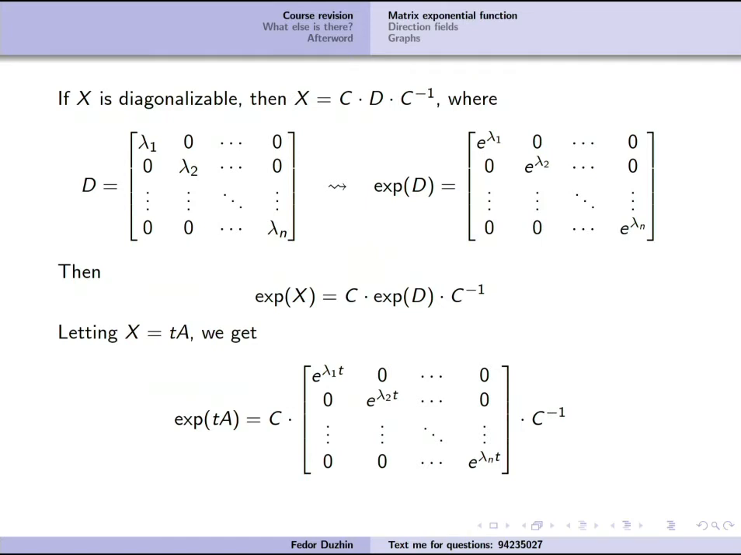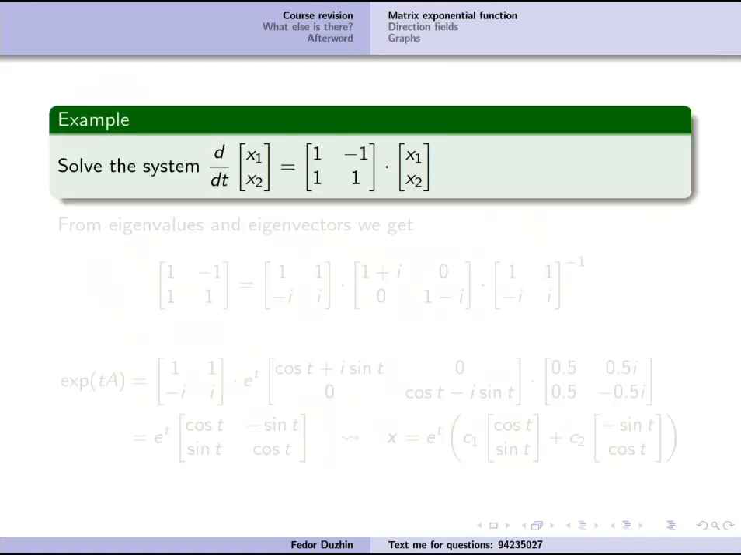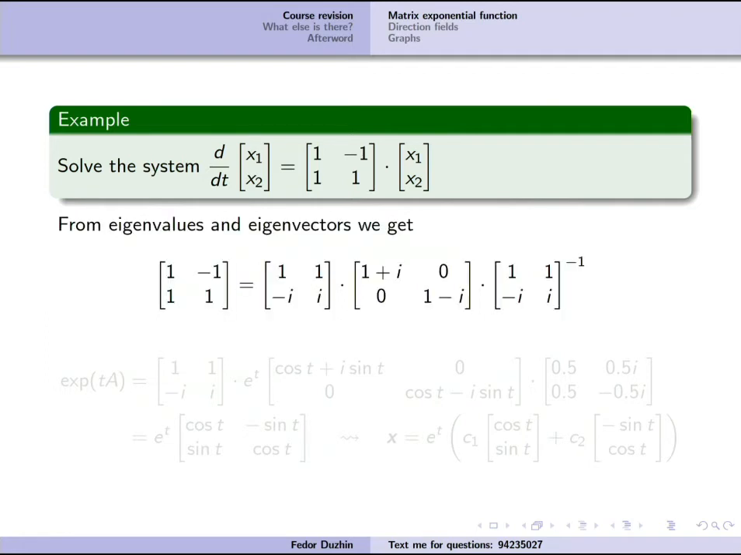Now, how can we apply it to the theory of differential equations? And here is an example. Of course, you know how to solve this system. We've learned how to do it in week 10, I think. So we need to find eigenvalues and eigenvectors. And then we see that our matrix is indeed conjugate to a diagonal matrix.